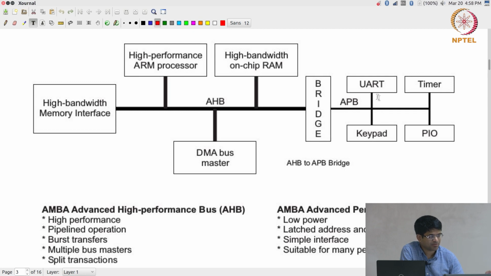On the right hand side, the APB, the UART, that is the serial port, timer, keypad, general purpose input output pins, all of those are much lower frequencies than what we have on the left hand side, the AHB. So this is a very generic diagram. All that it says is this is what a typical high performance bus based system would look like.